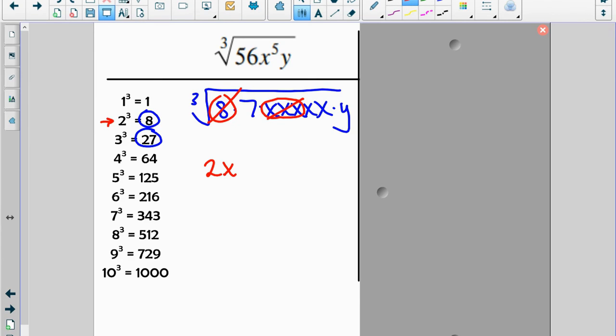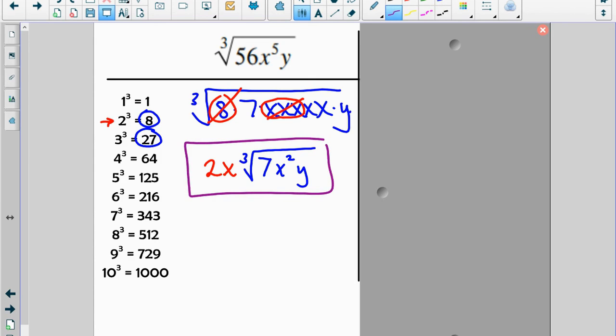So I'm left with a 7, and x times y. So x squared y is still in the radical for the cube root. So my simplified form is 2 times x times cube root of 7x squared y.